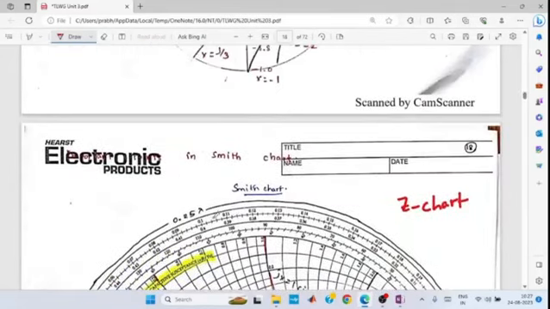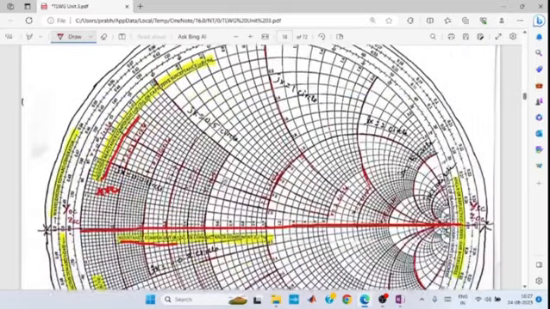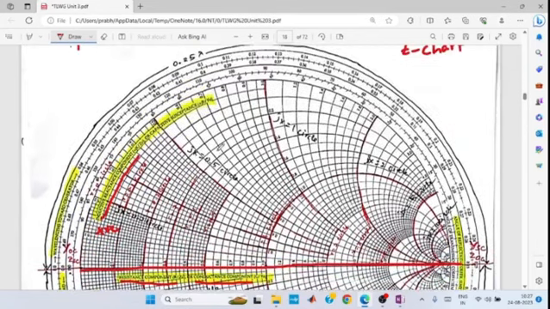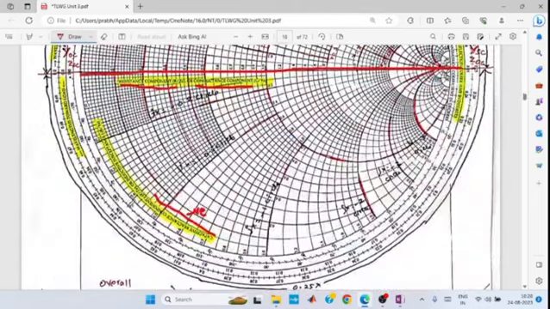If you are considering the same Smith chart as a Y chart, meaning an admittance chart, then the real part will be the conductance component, not the resistance component. Similarly, the positive imaginary values are the capacitive susceptance, and the negative susceptance values are the inductive susceptance. So you should be familiar with these things, right?